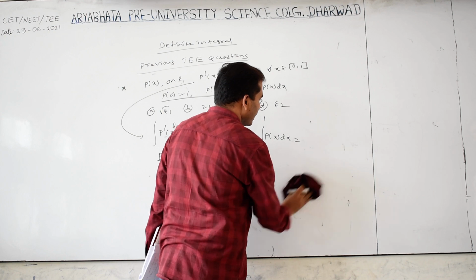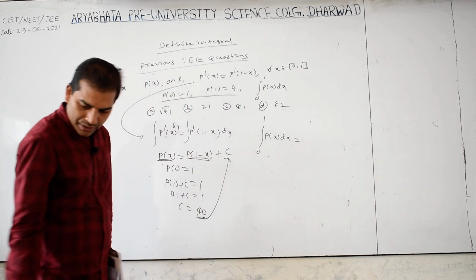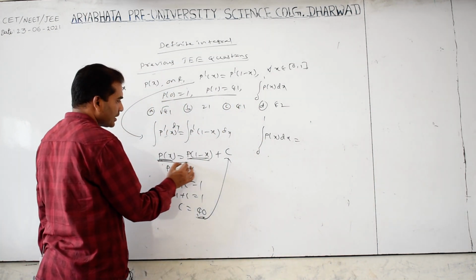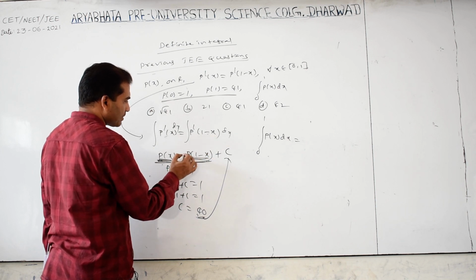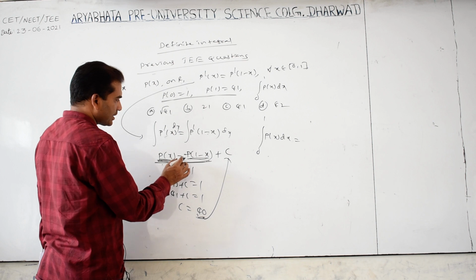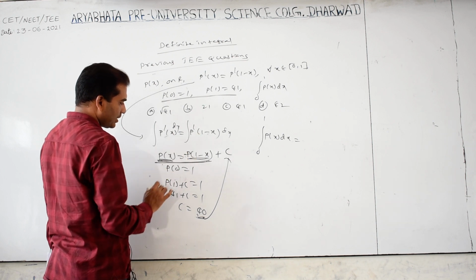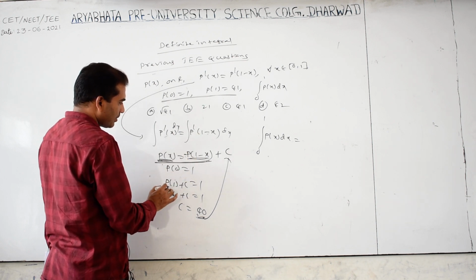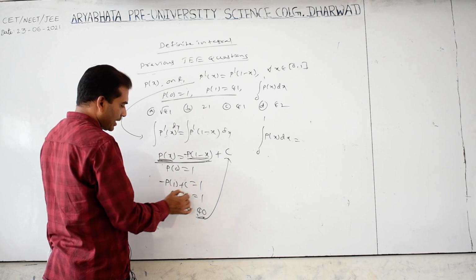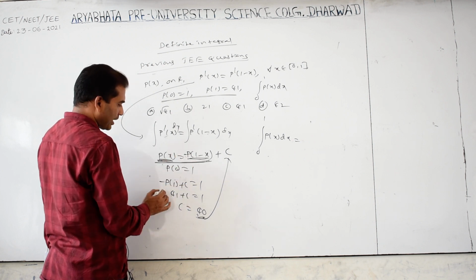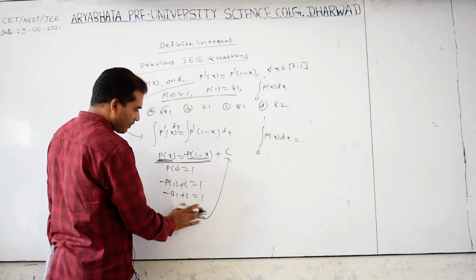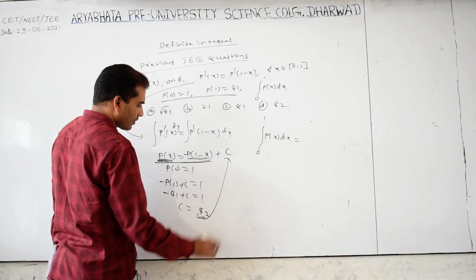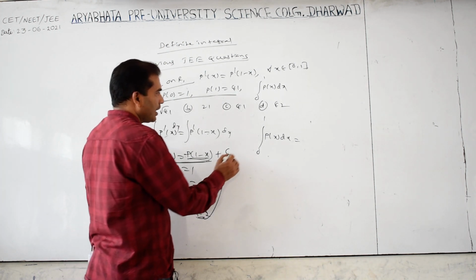Here we got p of x plus p of 1 minus x derivative, minus, sorry, here minus. So, 1 minus x derivative is minus 1. So, p of 0 is 1. So, p of 1 minus p of 1 plus c, minus p of 1 is minus 41, minus 41, c is equal to 1 plus 41, that is 42. Yes, let this be the I.